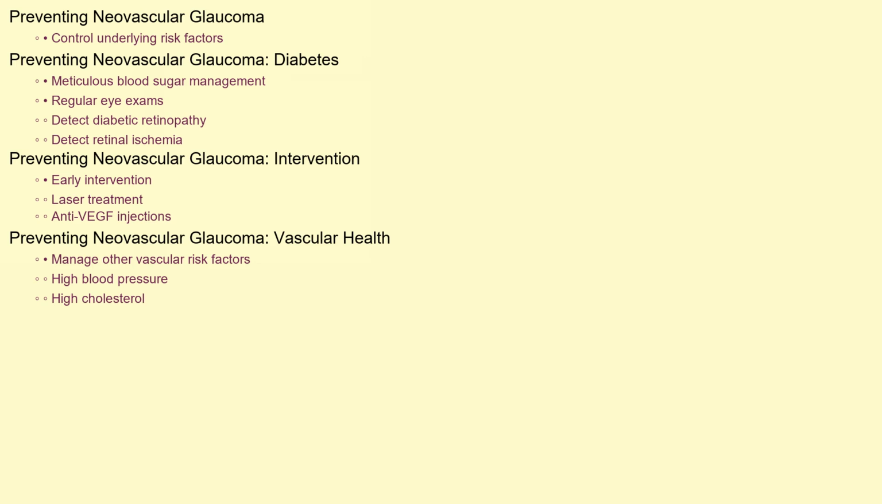Preventing neovascular glaucoma centers on controlling the underlying risk factors. For individuals with diabetes, meticulous blood sugar management is paramount. Regular eye exams are essential for early detection of diabetic retinopathy and other potential causes of retinal ischemia. Early intervention with laser treatment or anti-VEGF injections can prevent the progression to neovascular glaucoma. Management of other vascular risk factors, such as high blood pressure and high cholesterol, is also crucial.